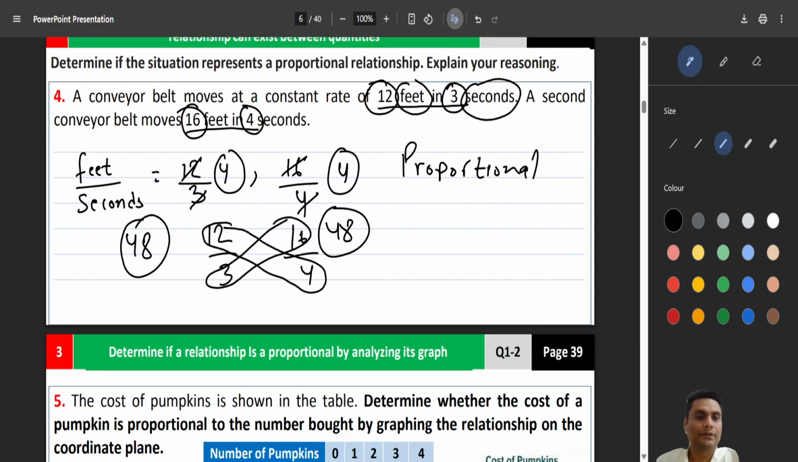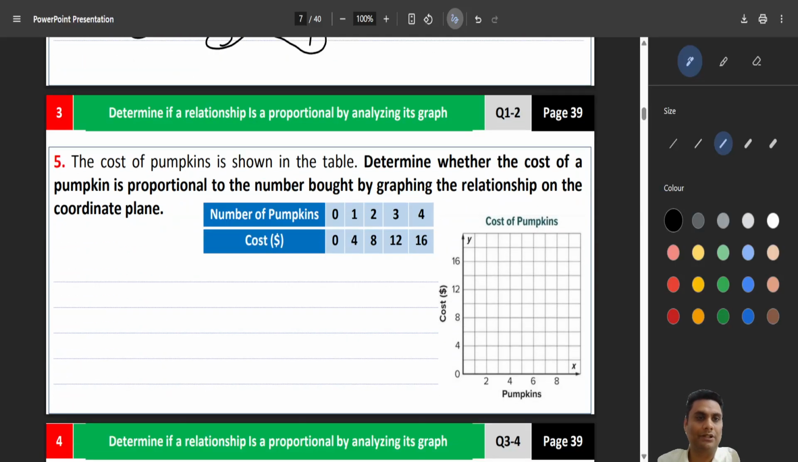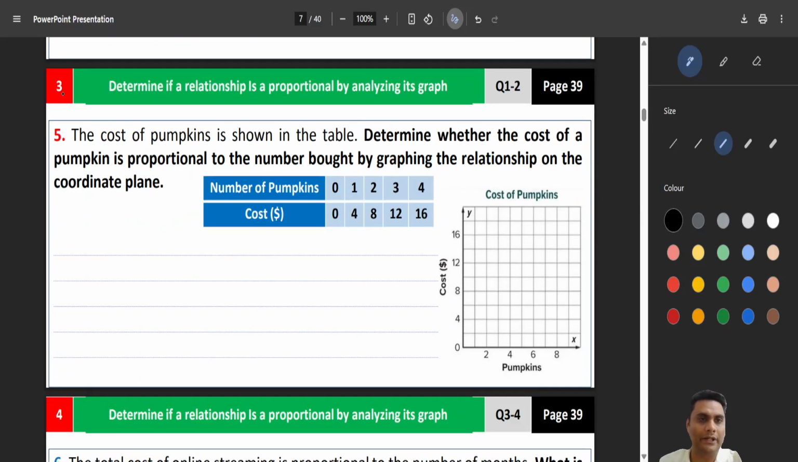Okay. Now see, we are starting question number 3. Okay, first question was on unit rate, second one was on proportional relationship, third one is on graphing the proportional relationship. Okay, now he will give us a proportional relationship and we have to graph it. Okay, let us read this question and then do it. We have to graph this information.